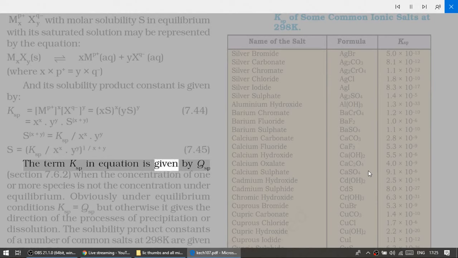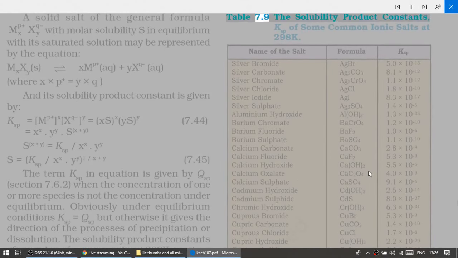The term Ksp in the equation is given by Qsp when the concentration of one or more species is not the concentration under equilibrium. Obviously, under equilibrium conditions Ksp is equal to Qsp, but otherwise it gives the direction of the processes of precipitation or dissolution. The solubility product constants of a number of common salts at 298 K are given in Table 7.9. Table 7.9: The solubility product constants, Ksp, of some common ionic salts at 298 K.